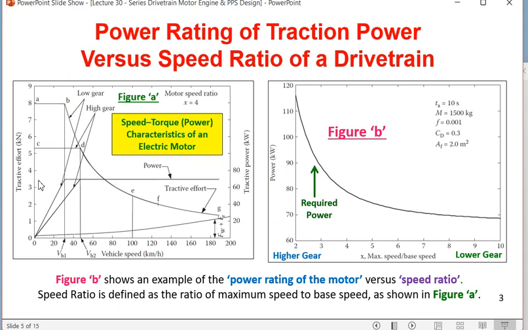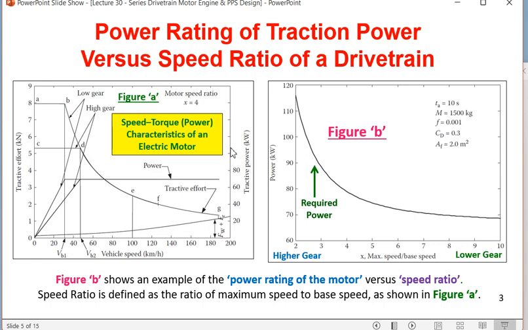The only addition I will mention here is that the left side vertical axis is tractive effort in kilonewton, and the right side vertical axis of the left graph gives you tractive power in kilowatt. You are finding here that for the initial first gear, the power is around 160 kilowatt, and for the second gear it is around 110 kilowatt.